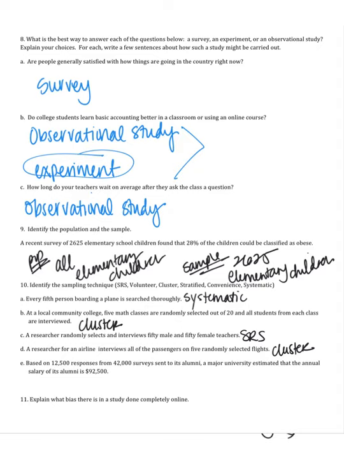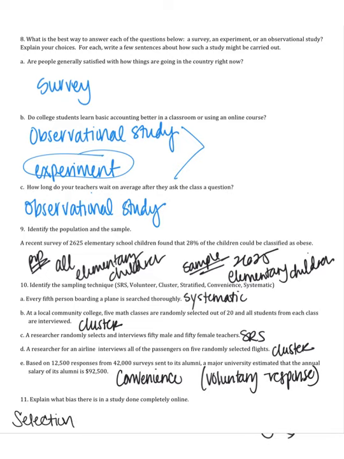Based on 12,500 responses from 42,000 surveys sent to its alumni, a major university estimated that the annual salary of its alumni is $92,500. This is convenience. You could also say voluntary response here. Explain what bias there is in a study done completely online. This would definitely be selection bias, because people can be left out if they don't have internet access.